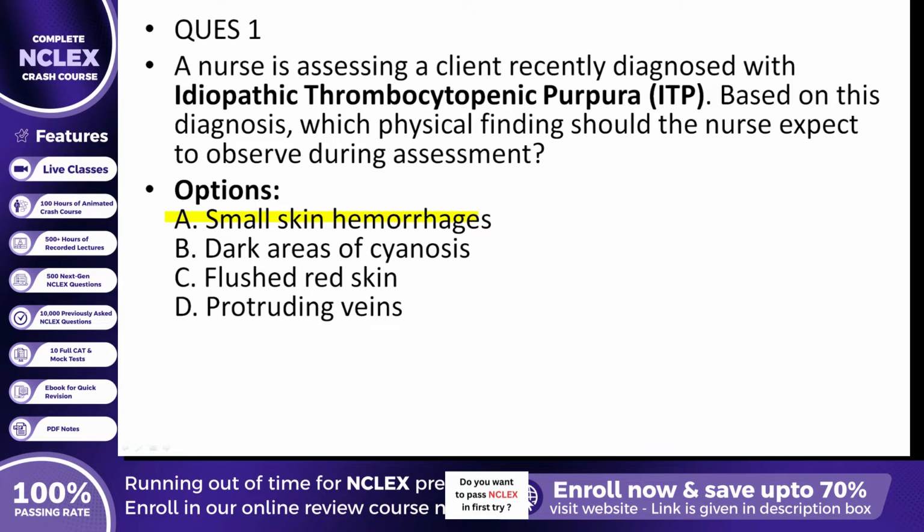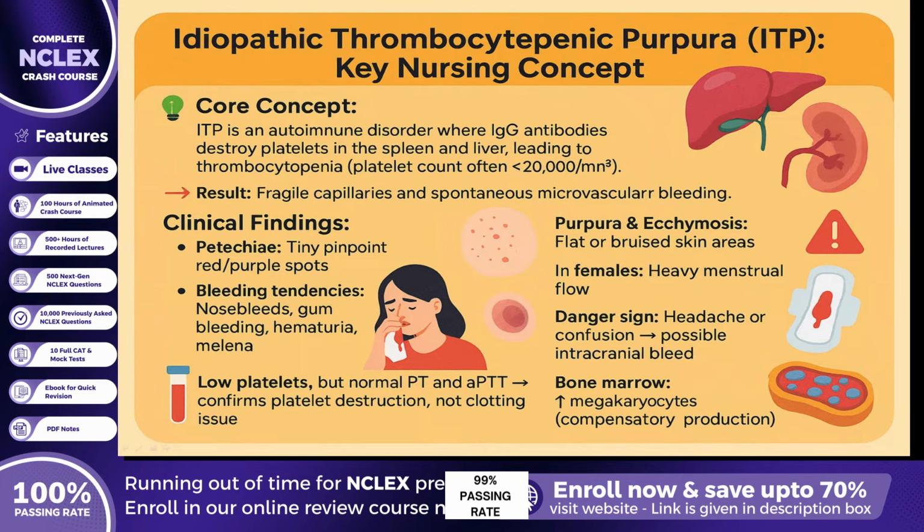Idiopathic thrombocytopenic purpura is an autoimmune hematologic disorder characterized by isolated thrombocytopenia, in which platelet counts drop below the normal threshold of 150,000 per cubic millimeter, often plummeting below 20,000 in severe cases. This occurs when the immune system produces autoantibodies, primarily immunoglobulin G, that bind to platelet membranes, marking them for destruction by the spleen and liver. Because platelets are vital for primary hemostasis, their deficiency causes fragile capillaries and widespread microvascular bleeding.